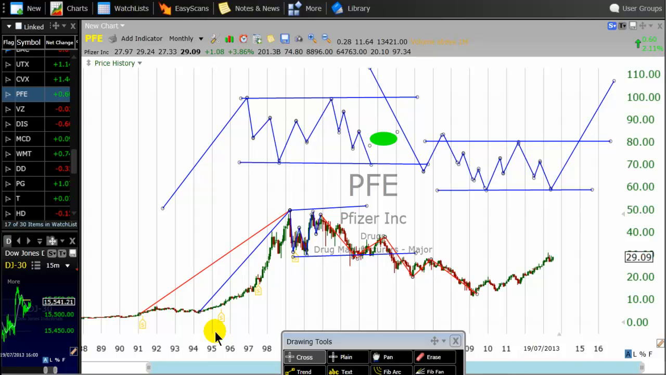So a flat correction sometimes, especially in a fourth wave, when we see a flat correction, especially the classic flat correction like this in horizontal, there's a high chance that the fifth wave will be extended. The first wave, the third wave, and the fifth wave can be extended.